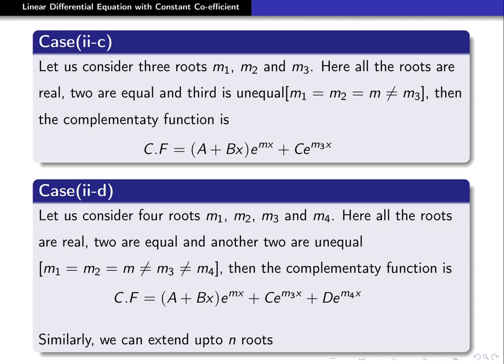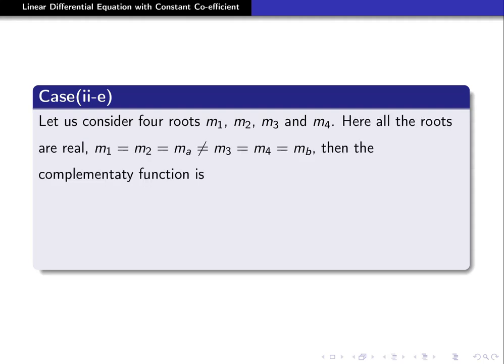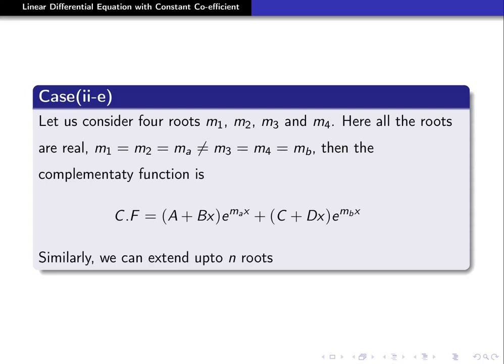Similarly, we can extend up to n roots. So next, case 2. In the D part, let us consider the four roots M1, M2, M3, M4. So two roots are equal and another two roots are equal. So M1 = M2 = MA, M3 = M4 = MB. So MA and MB are not equal. Then the complementary function is (A + Bx) e^(MAx) + (C + Dx) e^(MBx). Similarly, we can extend up to n roots.